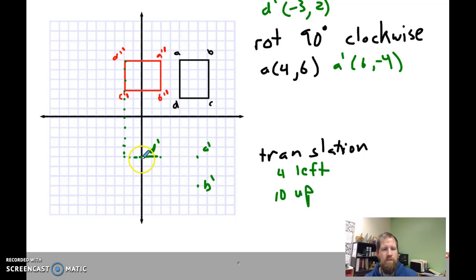Okay, and it is important to remember when you're doing this counting that you're not just going to any point on that rectangle. You have to be going from the same point. Okay, I started at D prime, I have to get to D double prime.